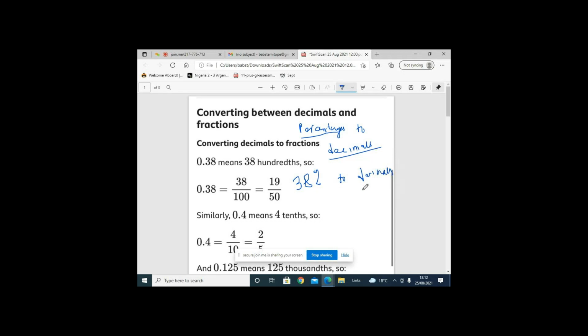So 38% to decimals. When you say 38%, it means 38 over 100. So it means you should divide 38 by 100. The best way to do this, if you don't require a calculator, is to look at how many zeros are in 100. You have 2 zeros there. So you just need to go to this place.